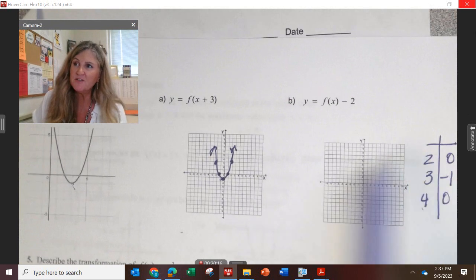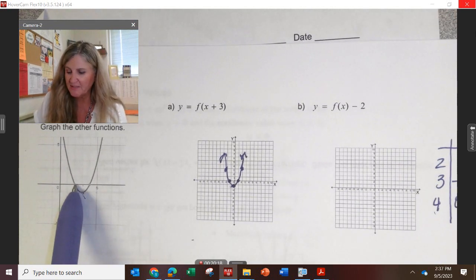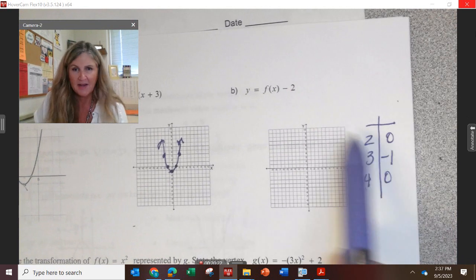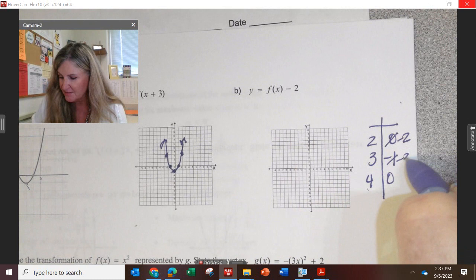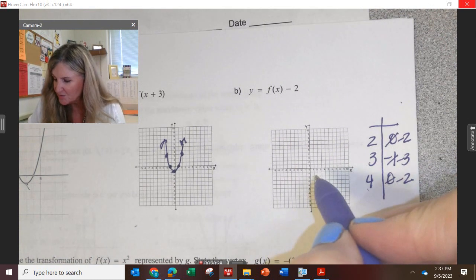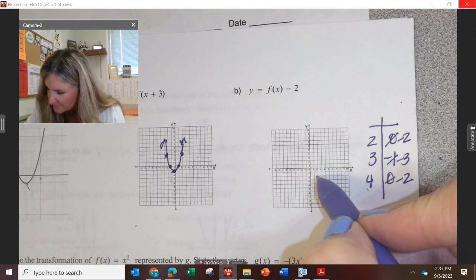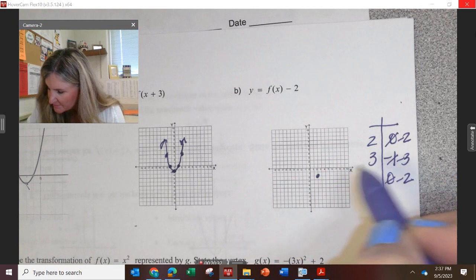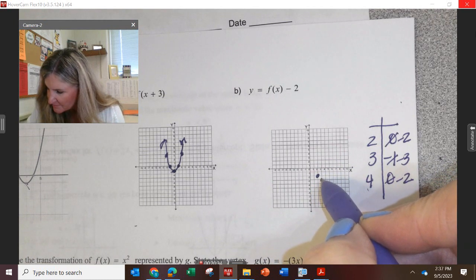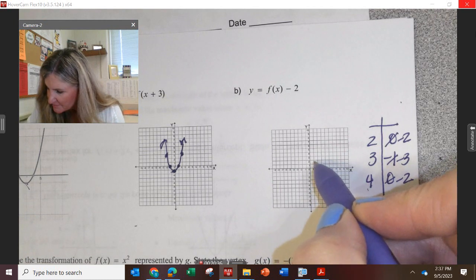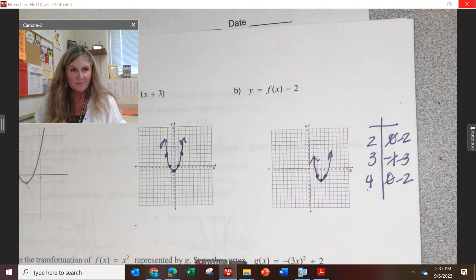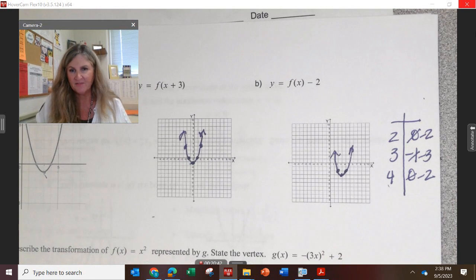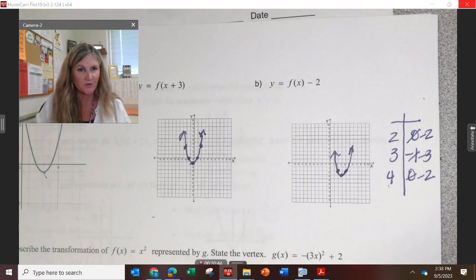There's another way to do this, which is to look at the actual points, like I have the point 2, 0, 3, -1, 4, 0. And now if I want to go down 2, I'm just going to subtract 2 from the y's, and I can just plot those. Okay, easy enough. I think on your worksheet they make you do it with the table.